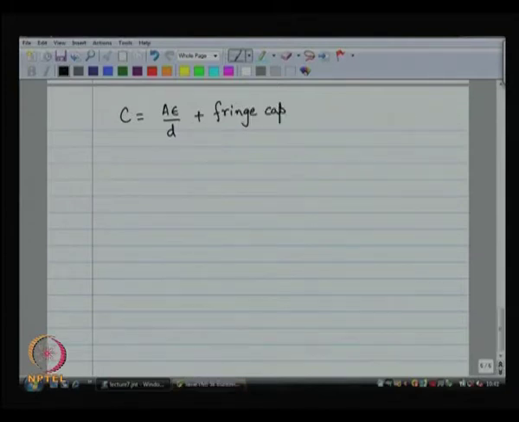Now, this fringing capacitance is going to be proportional to what? Is it going to be proportional to the dielectric constant? Yes. Is it going to be inversely proportional to the distance between the two plates? Yes. What else is it going to be proportional to? Is it going to be proportional to the area? No. Okay.